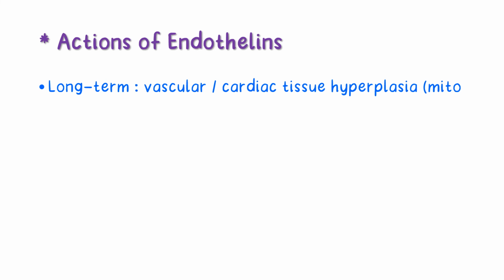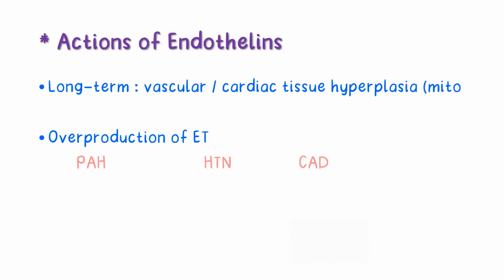In the long term, endothelin 1 stimulates vascular and cardiac tissue hyperplasia. And overproduction of endothelin is involved in various conditions like pulmonary artery hypertension, essential hypertension, coronary artery disease, atherosclerosis, asthma, and chronic kidney disease.